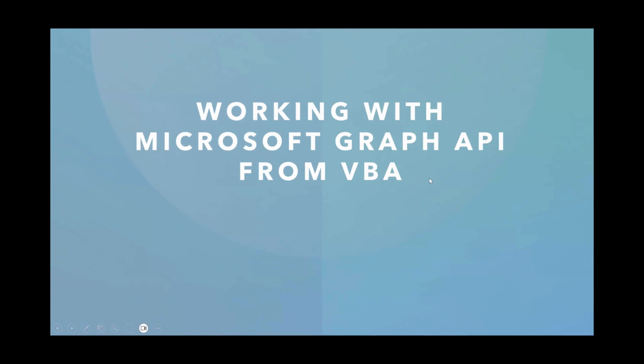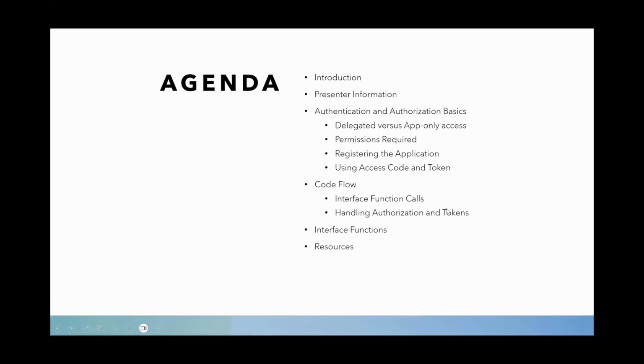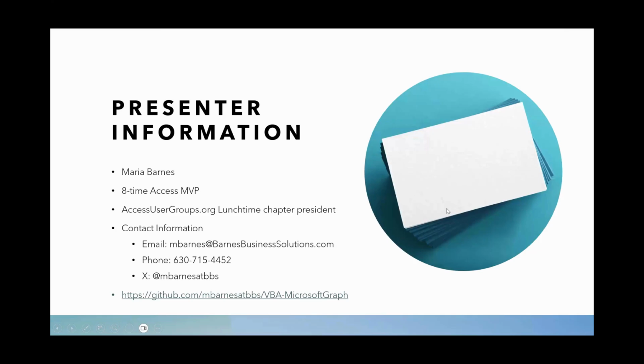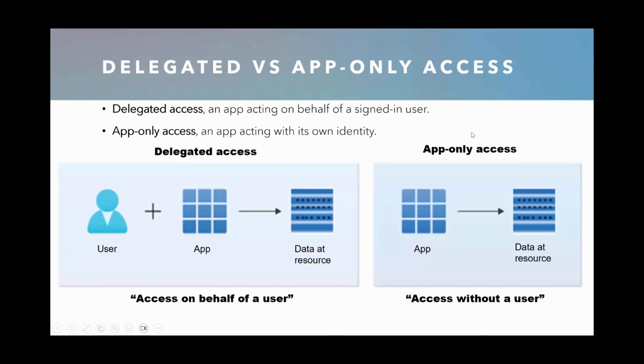So we're going to talk about working with the Microsoft Graph API from VBA. My code samples are using Microsoft Access. But with one exception, which I will point out, you should be able to use the same techniques in other VBA hosts like Excel, PowerPoint, or Word. So let's go through and talk a little bit about the differences and the new things.